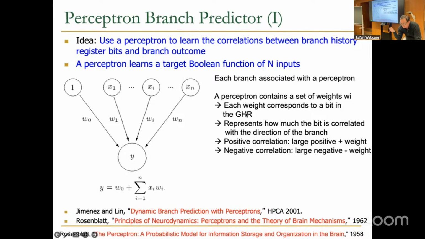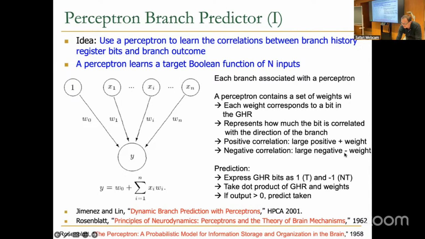If that bit is correlated positively, meaning if that bit is 0, then you will likely take the branch, for example, you store a large positive weight associated with that bit. You learn this, of course. You train this. There's a training algorithm that I'm not going to go into, but you can read the paper. And negative correlation means you have a large negative weight. You express the GHR as 1 for taken and -1 for not taken, and you take a dot product of the global history register and the weights. If the output is greater than 0, you predict taken. Makes sense, right? Assuming you've done the training accurately.